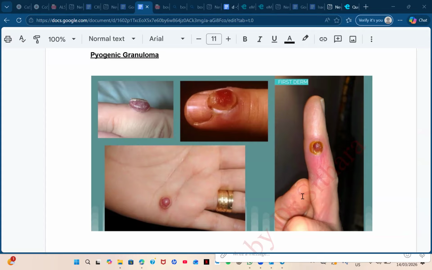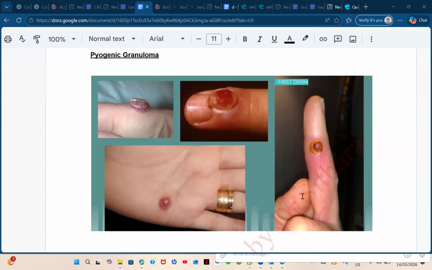In the emergency also, they have given pyogenic granuloma on the face and the fingers, right? Hope you remember. It bleeds easily even with minor trauma. Yes, pyogenic granuloma easily bleeds with minor trauma. Please remember. Those are the things you can see.